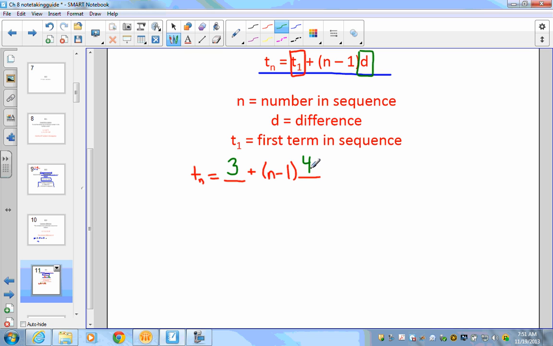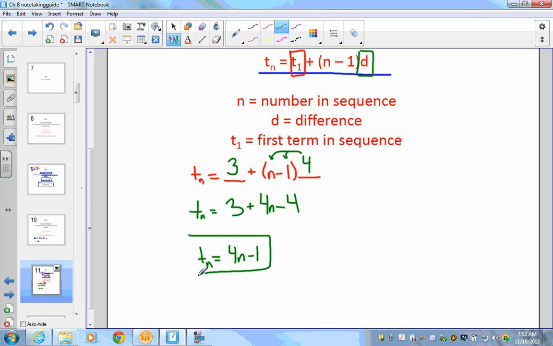Notice that this 4 is right next to this parenthesis, which means we have to distribute, multiplying 4 by n and by -1. So our next step would be T of n is equal to 3 plus 4n minus 4. Let's simplify that again, and we get T of n is equal to 4n minus 1. And there you go.